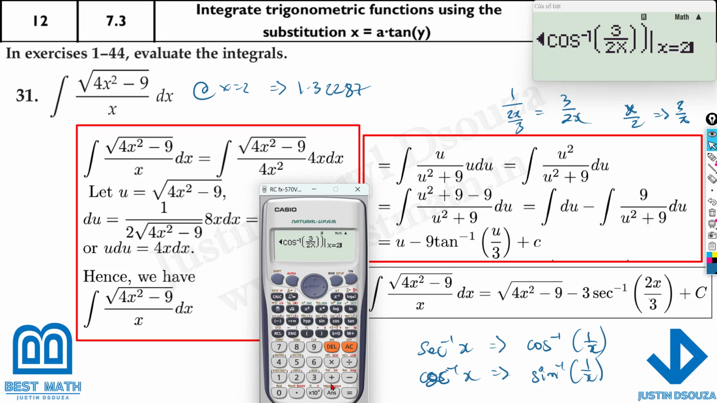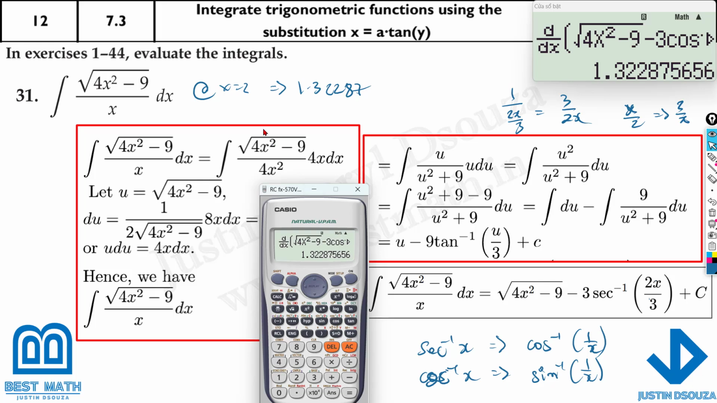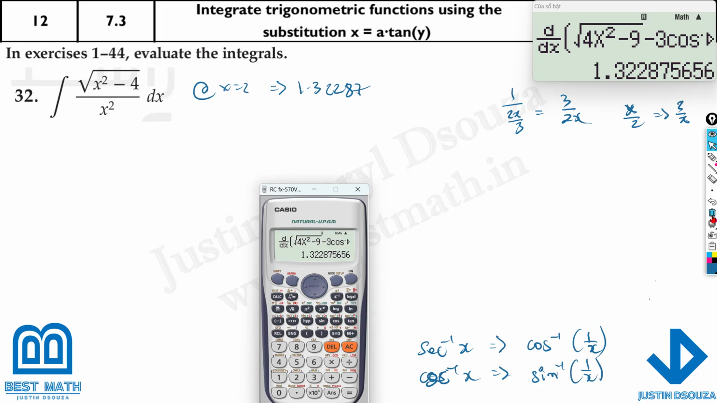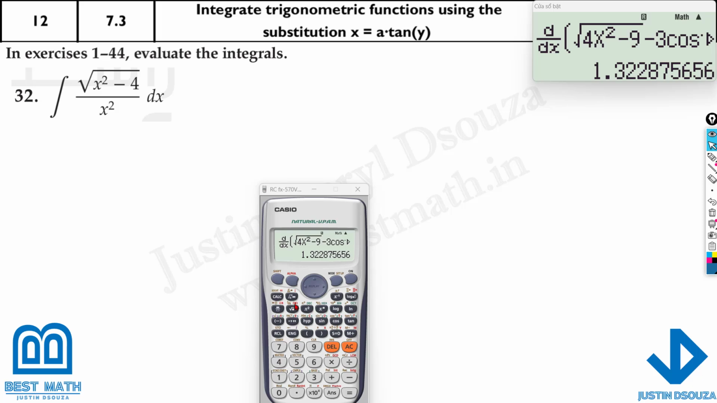Calculated at what value? It should be 2 itself, and it is 1.32287. Yes, that's the correct answer. So this is how we can find the correct answers using calculator without any steps whatsoever. Even this problem can be solved in a similar way.